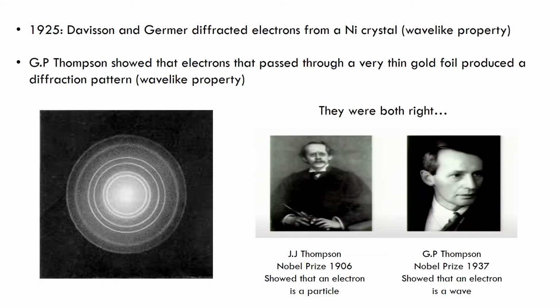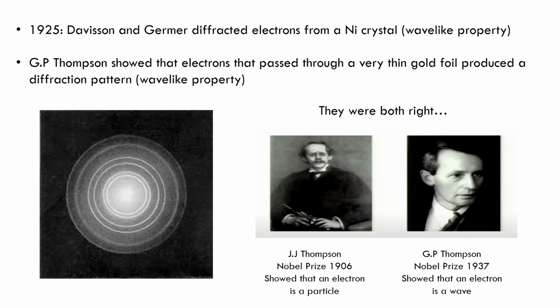Now, is there any experimental evidence for the wave-like behavior of an electron? And indeed there is. In 1925, Davisson and Germer diffracted electrons from a nickel crystal. Diffraction is usually a property that we associate with waves. So if you can diffract electrons, then they must have wave-like properties as well as particle-like properties. And G.P. Thomson also showed that when you pass electrons through a gold foil, you get a diffraction pattern. Once again, this is a wave-like property.